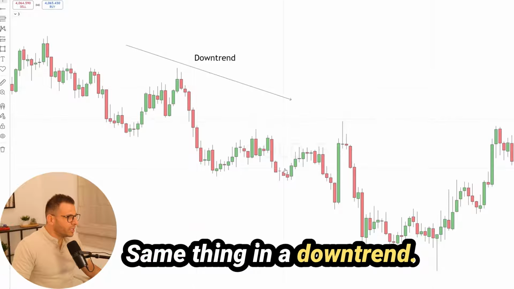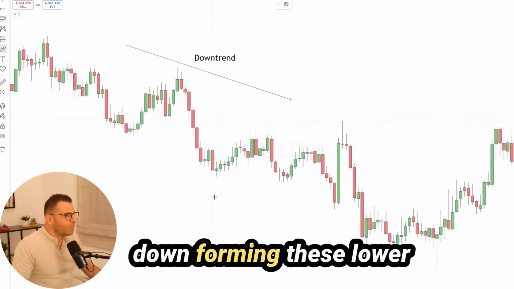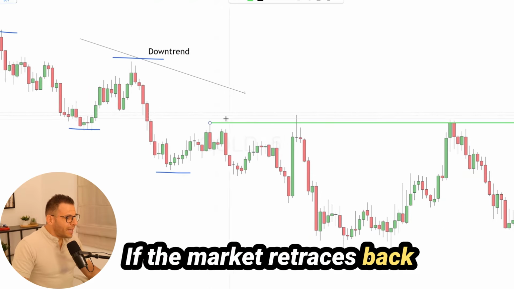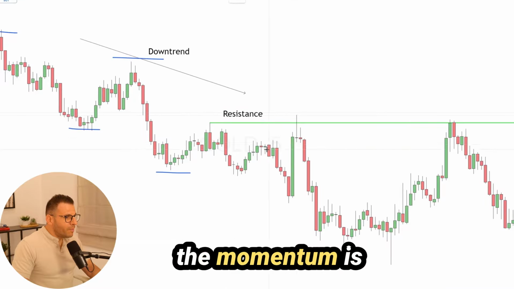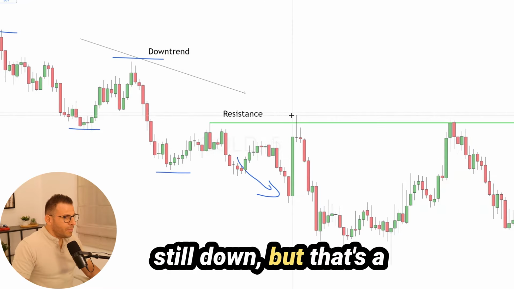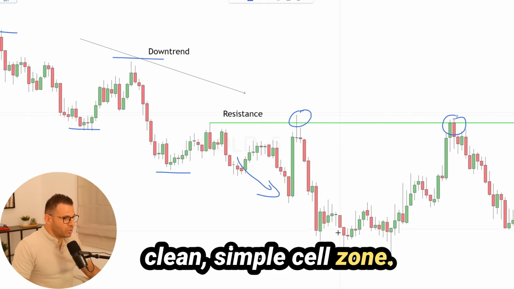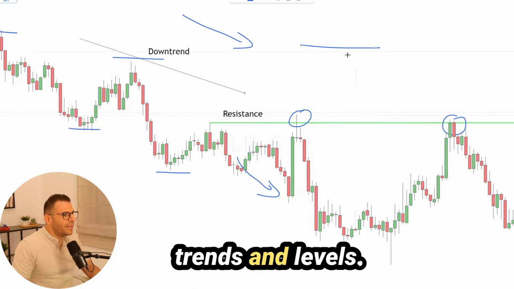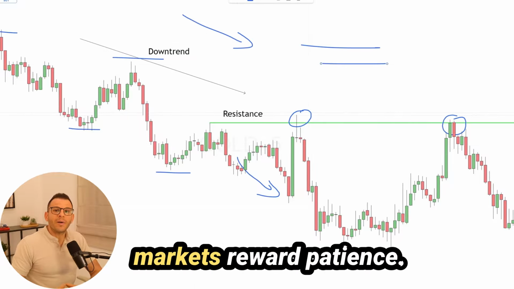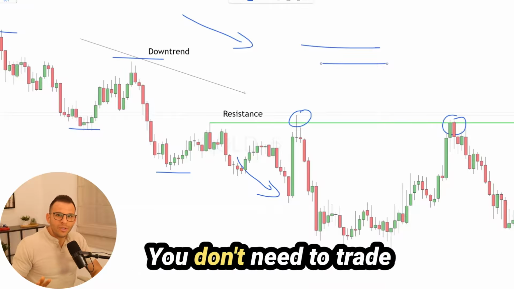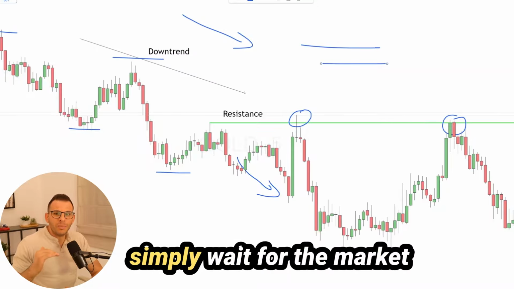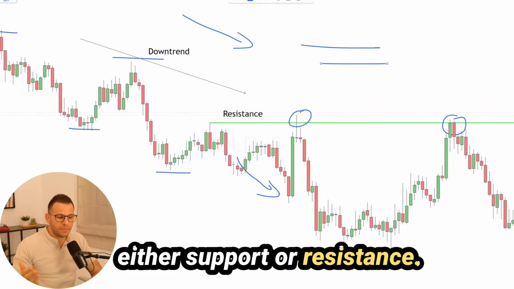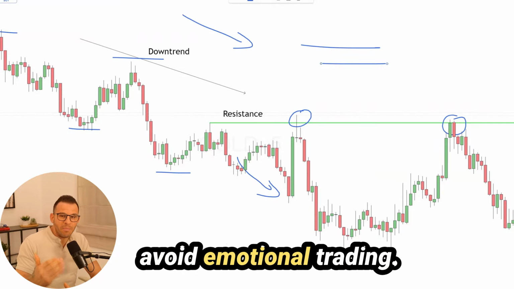Same thing in a downtrend. Here is the market moving down, forming these lower lows and lower highs. If the market retraces back up into this resistance, the momentum is still down, but that's a clean, simple sell zone. You don't need 10 or 20 indicators, just trends and levels. And always remember, markets reward patience. You don't need to trade every candlestick. You simply wait for the market to come to your levels, either support or resistance. That's the best way to avoid emotional trading.